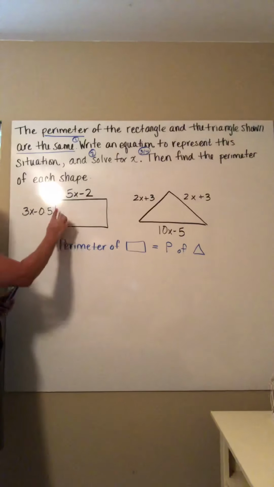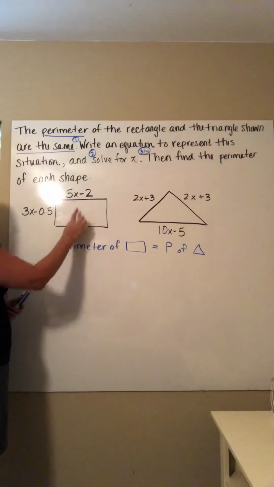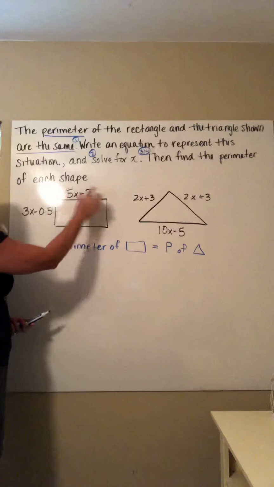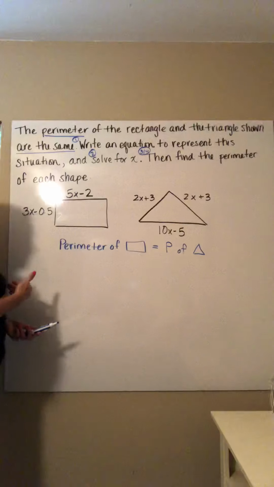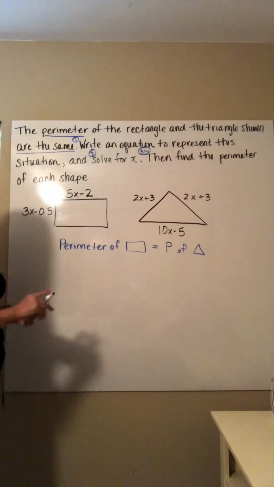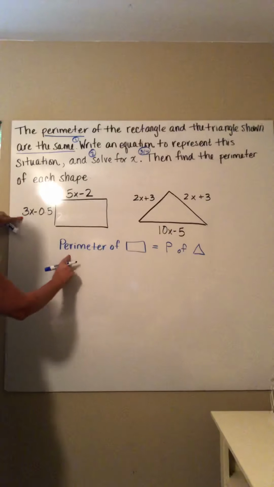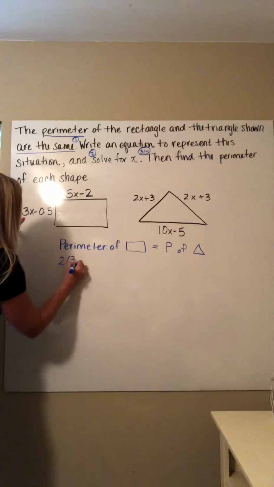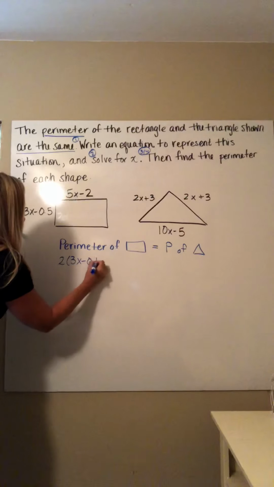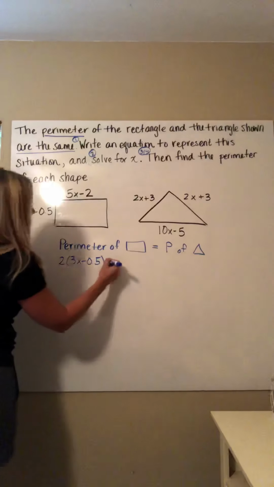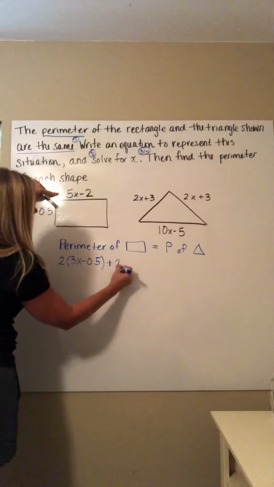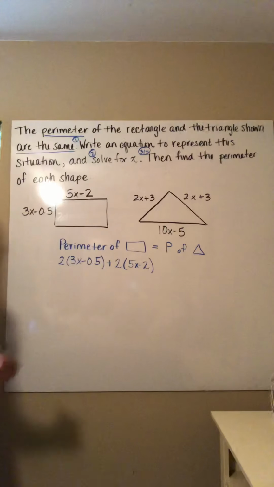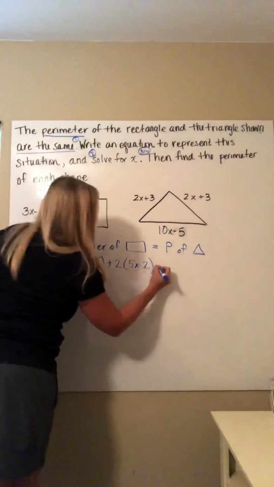So I know that in a rectangle, these 2 sides are the same, and these 2 sides are the same. So instead of adding this plus this plus this plus this, similar to the last problem, I'm going to use multiplication to shorten that up. So I'm going to replace the perimeter of the rectangle with 2 times 3x minus 0.5 or 5/10, and I'm adding 2 of these sides, 5x minus 2. That's going to be equal to the perimeter of the triangle.